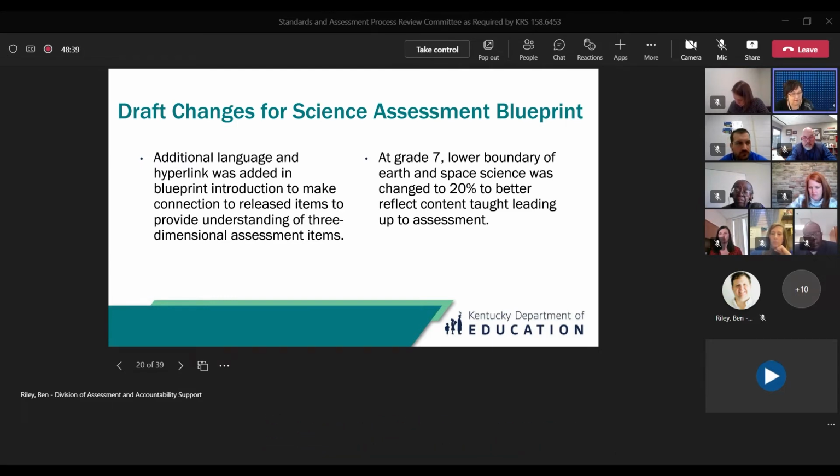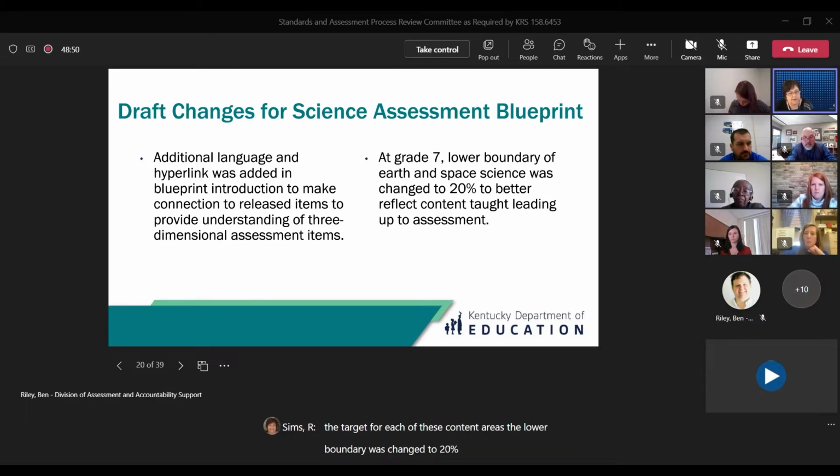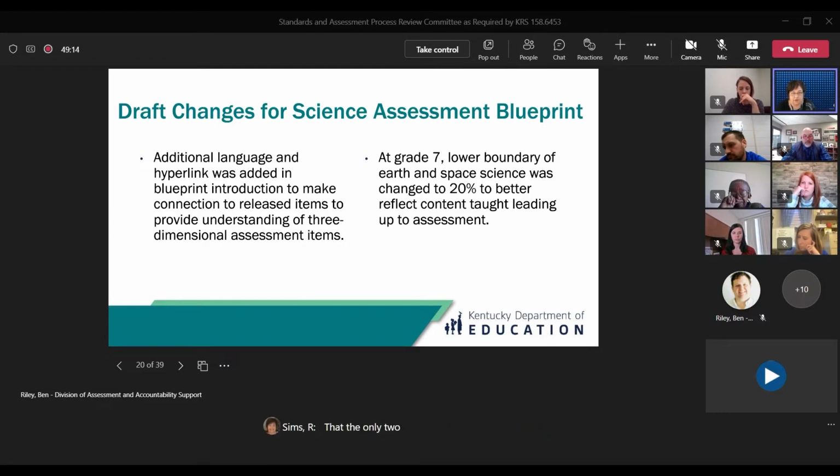At grade 7, the lower boundary, there is a range of the target for each of these content areas. The lower boundary was changed to 20%, and they felt that better reflected the content as it was being addressed in grade 7. So most often I would summarize to say that for those that gave feedback on the blueprint, most were in agreement with the majority of the blueprint as it existed. As they looked at the changes to the science and how we need to reflect that in a revised blueprint, the only two suggestions for change are the two in front of you on slide 20.